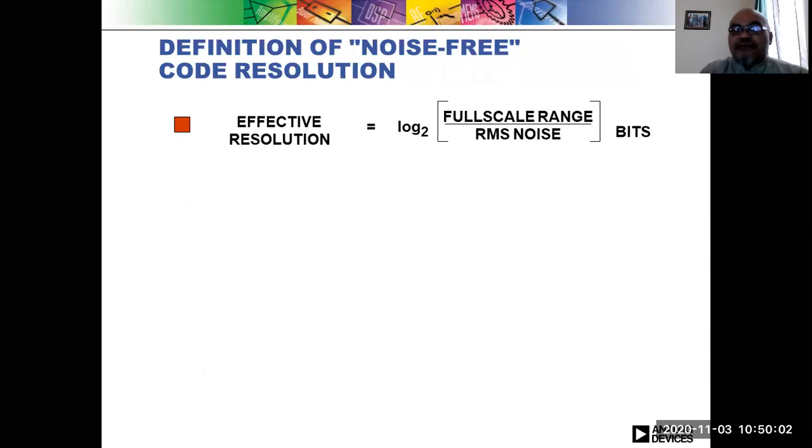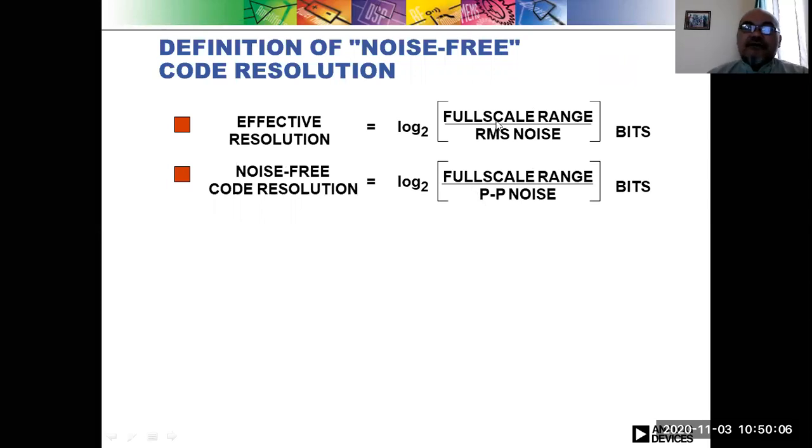Then the effective resolution is calculated using this formula: the logarithm base 2 of the full scale range divided by the RMS noise, in bits. Noise-free code resolution is similar but divided by the peak-to-peak noise rather than the RMS noise. The relationship between peak-to-peak noise and RMS noise is: peak-to-peak noise equals 6.6 times the RMS noise.